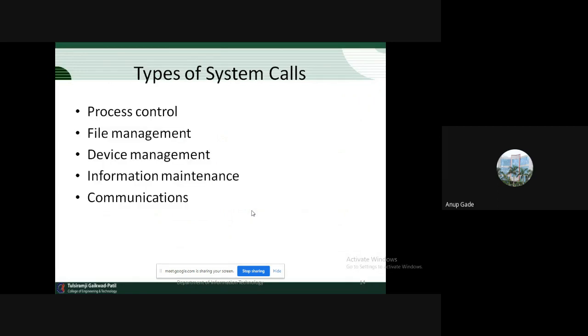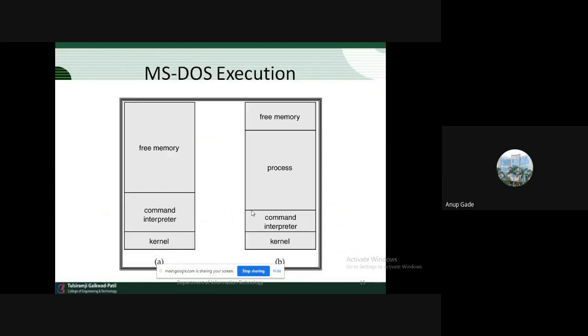There are different types of system calls. There are system calls for process control, then for file management we have a bunch of system calls, and then device management, information maintenance and communication. So for every operation of your operating system, system calls are available.